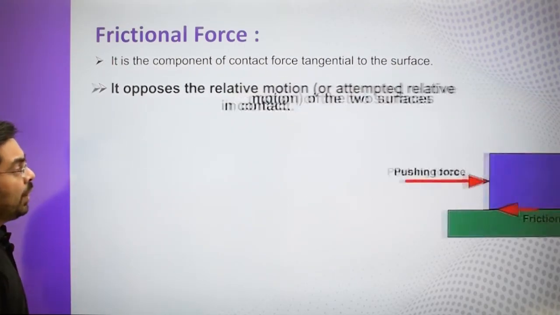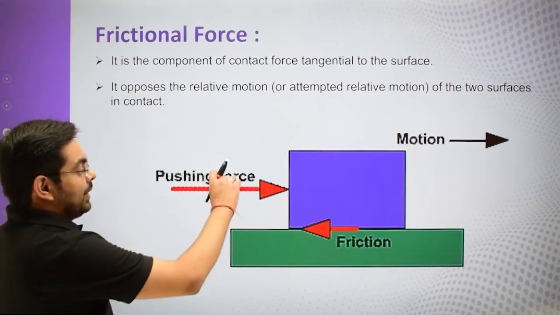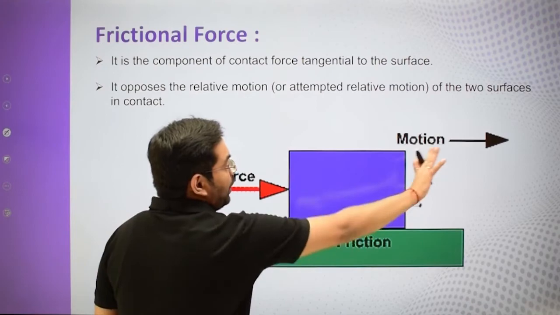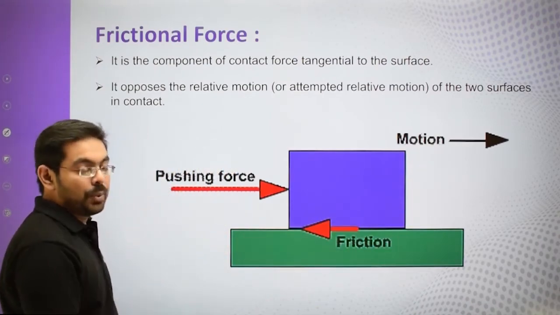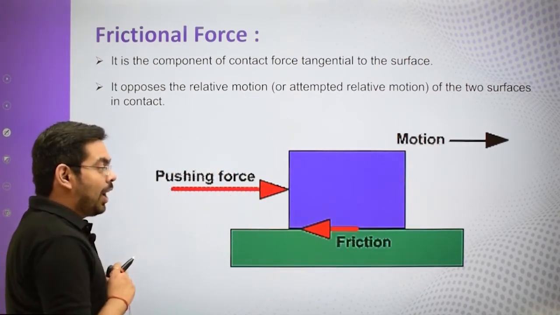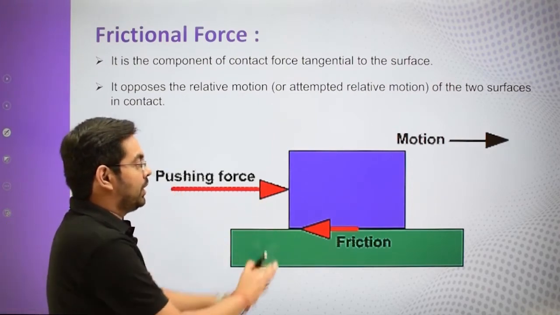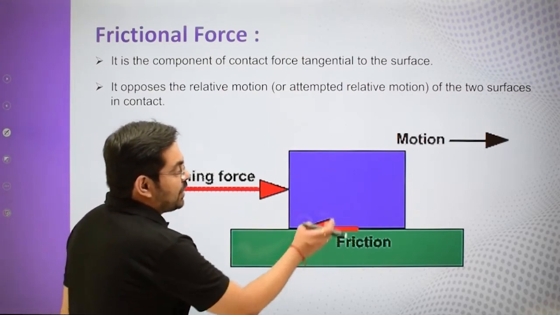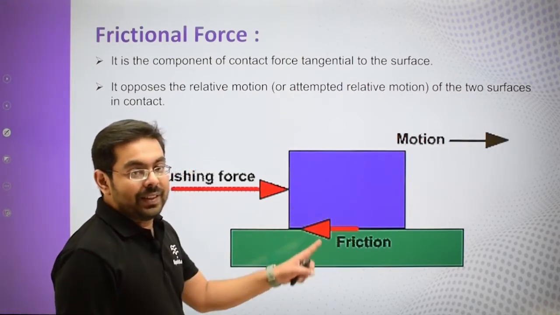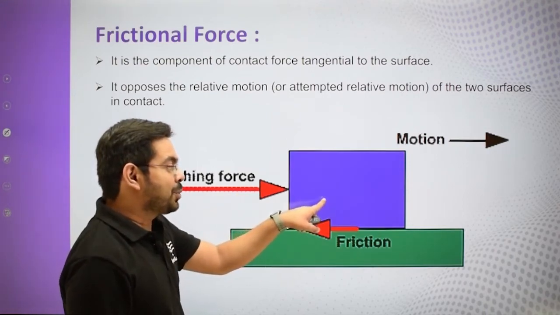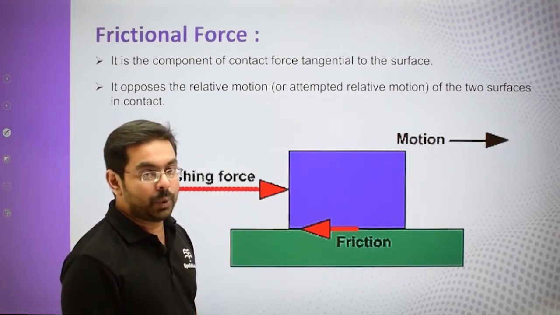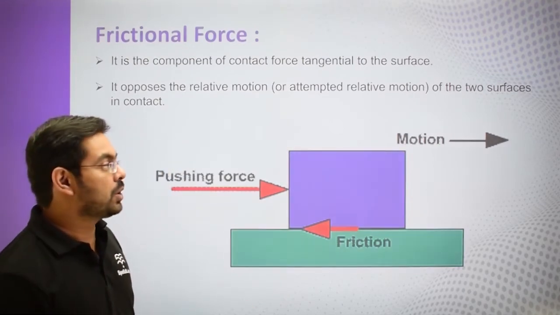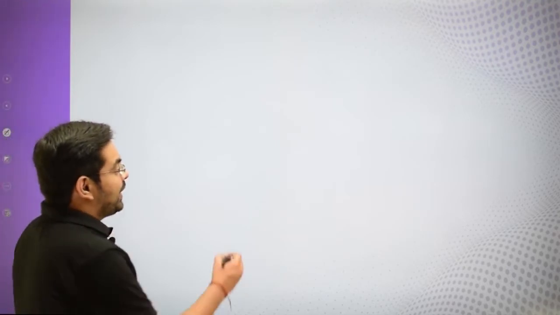So let me explain. Suppose there is a block, this is a platform, and this block is moving in that direction, in the direction of motion, as shown. And how is it moving? We are trying to push it. There is a pushing force also on this block. So this surface will try to stop the relative motion between this block and the surface. Why so? Now let me tell you what is the reason for this frictional force. Let us understand very slightly.